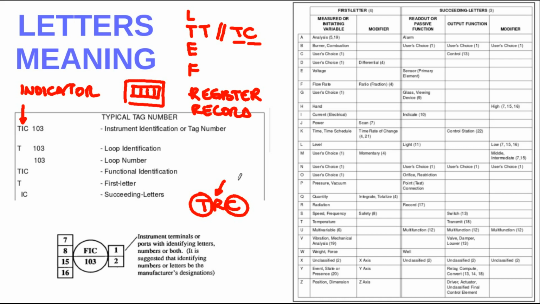Okay, so this recording property means that we can have access to this data later on in a memory device. What about this number? This 103 means that we have several elements, for example controllers, transmitters, and so on, and all of them are related to the same control structure.